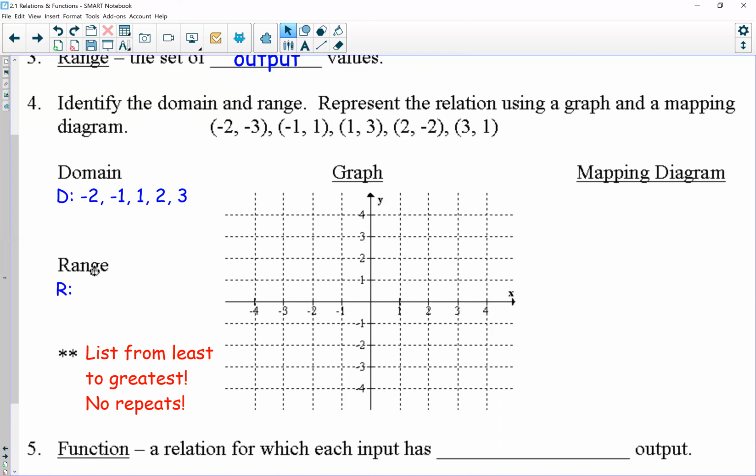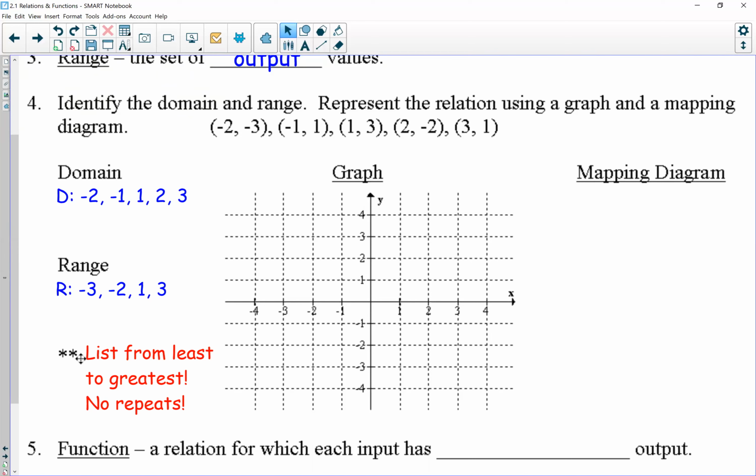It's the same idea for the range, except now instead of the x coordinates, you need to use the y coordinates. Same rule applies where you list from least to greatest and you do not list any values more than once. So the range for this relation would be -3, -2, 1, and 3.